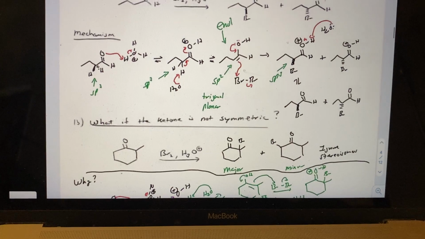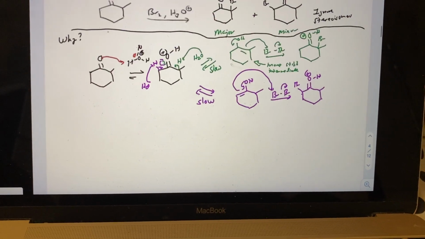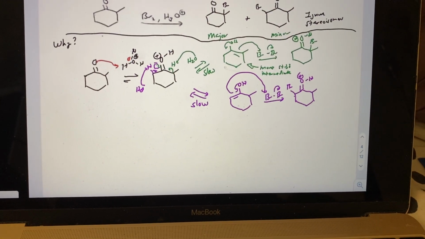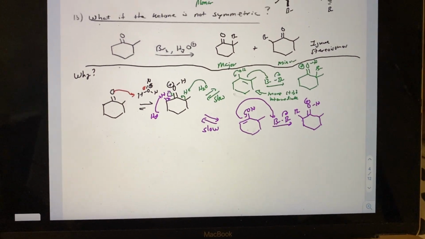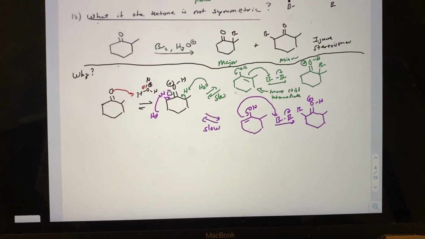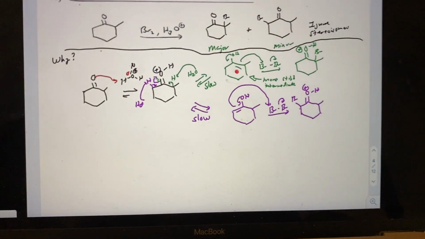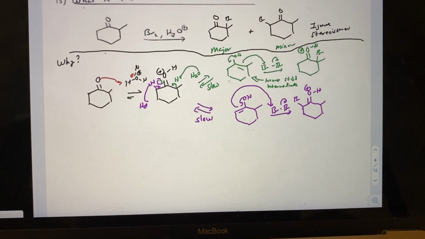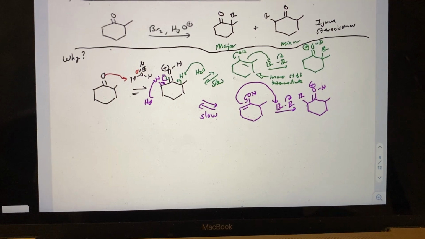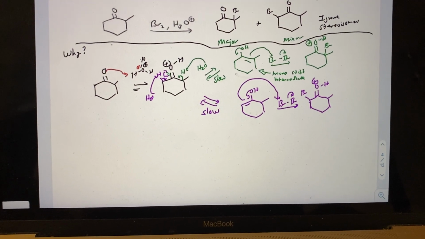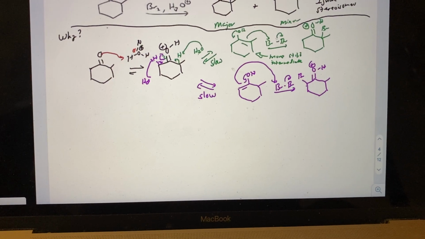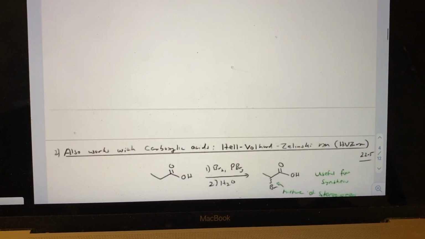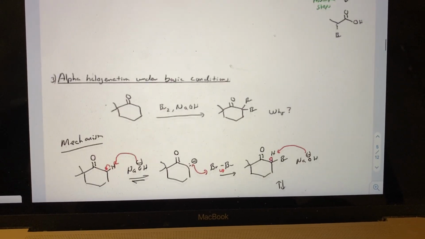Now, if the ketone is not symmetric, this is what we're going to get to a little bit more. We saw that we could generate, still under acidic conditions, potentially two different products, but we saw a major and a minor product. And this comes down to stability of the enol intermediate. And we talked about slow steps in the reaction. And this would be an excellent place for a free energy diagram, actually, coming back to it. So we'll skip over HVZ.